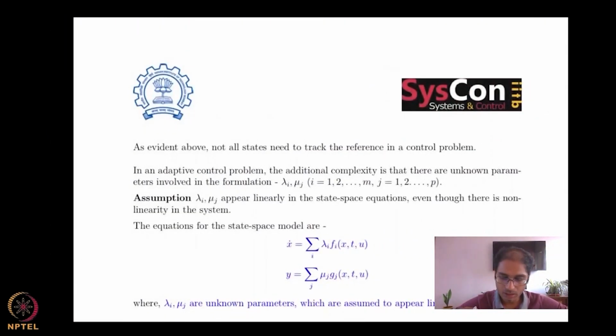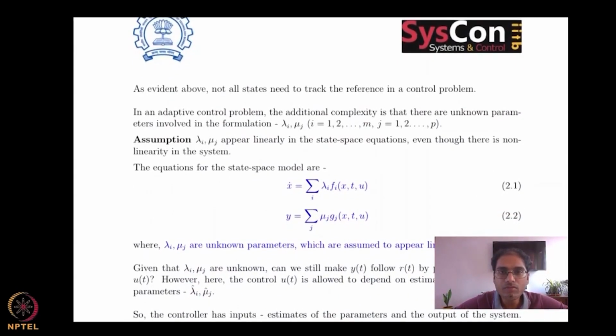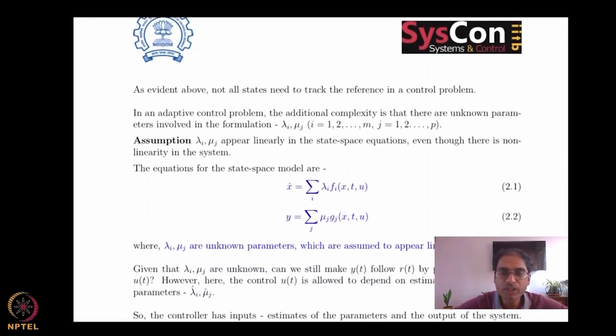Now, as is obviously evident, we don't actually use all the states. We don't use all the states in order to do tracking. Not all the states are in fact required to track a signal. This is very obvious in any sort of problem. For example, think about your air conditioning system, just an AC in your home.